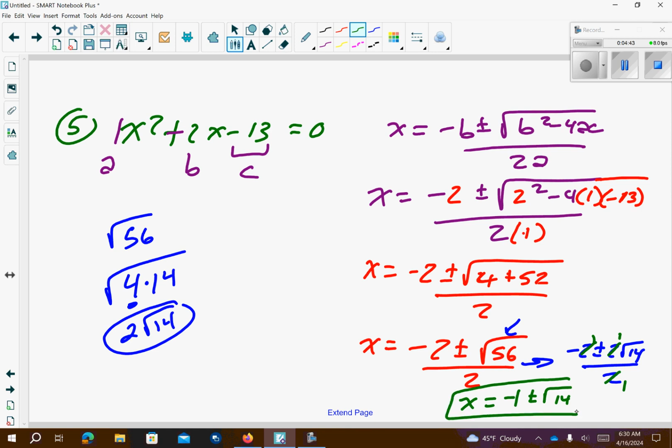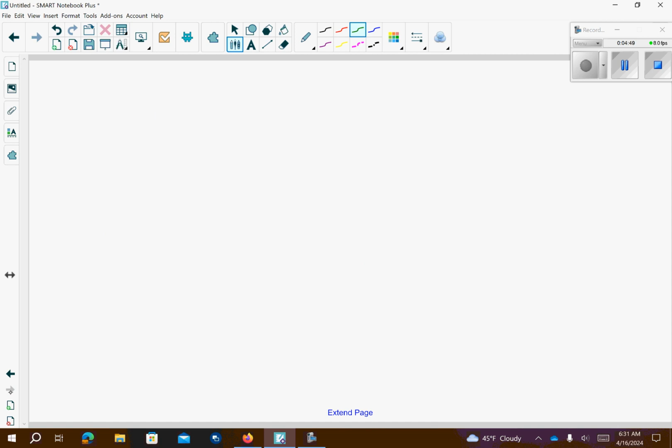There's my answer. Don't go any further than that. Don't use your calculator to do the square root of 14. It won't break down to anything nice.